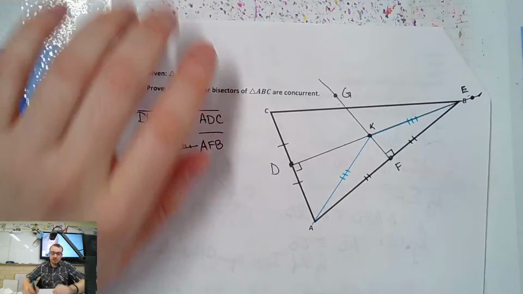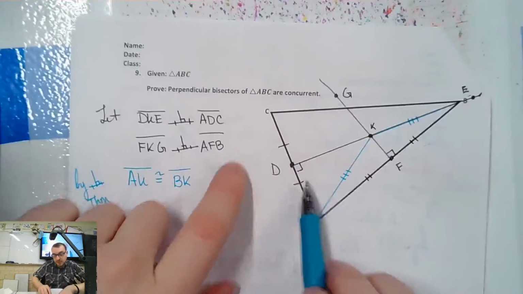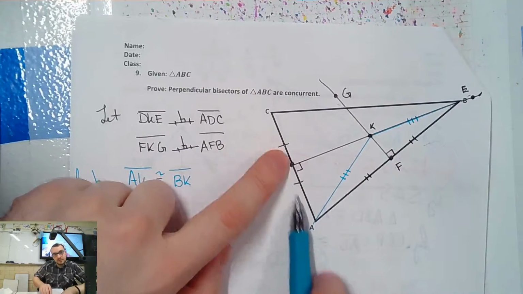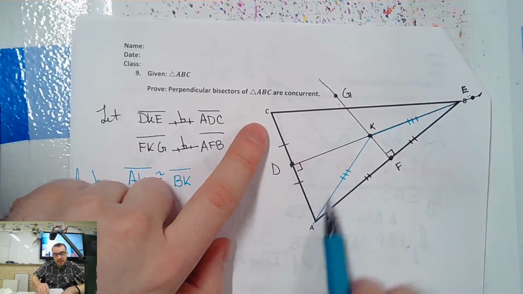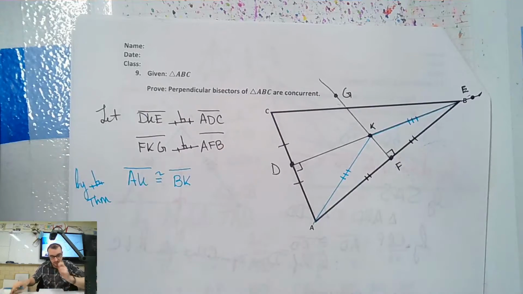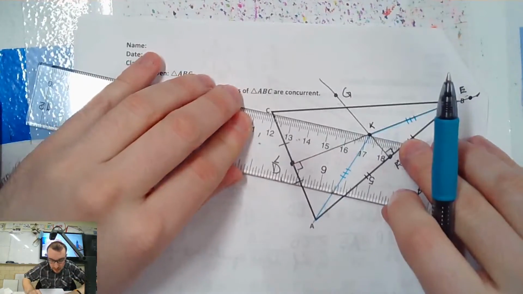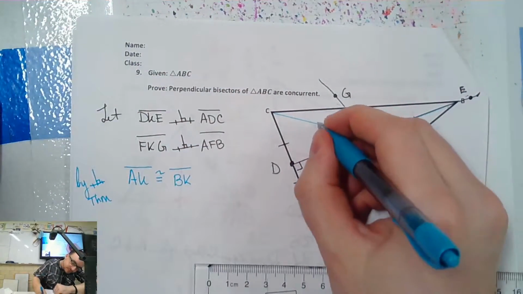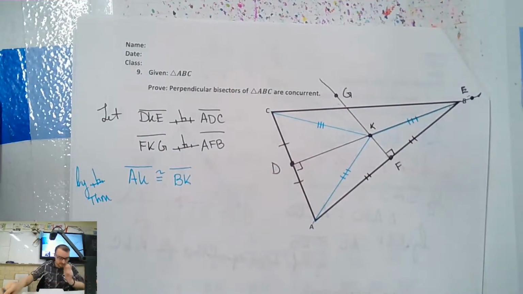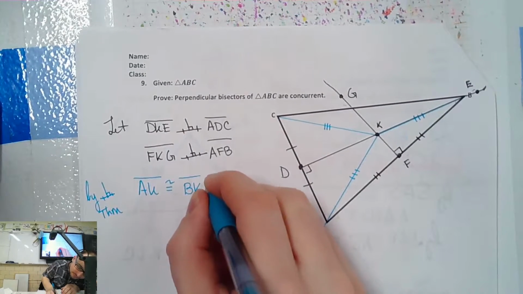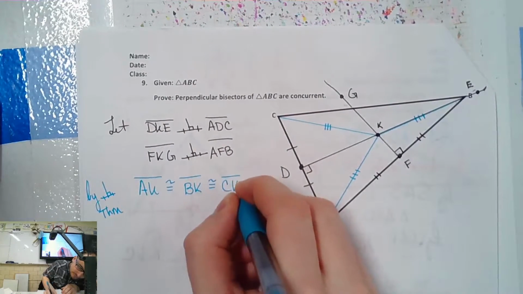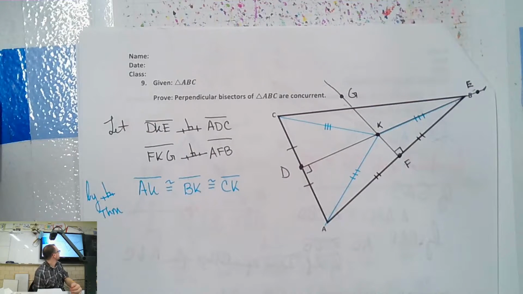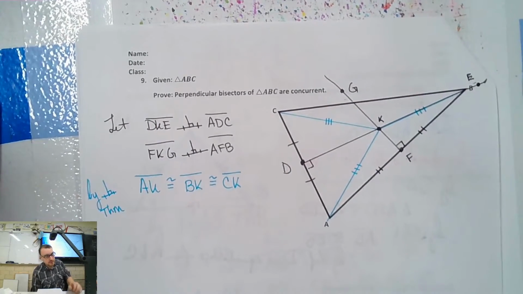Well, isn't K also on this guy's perpendicular bisector, right? So it should be equidistant to C and A. Well, we already got the A, right? So it's going to be equidistant to C as well. Now here's the beauty. We're going to use the converse now.